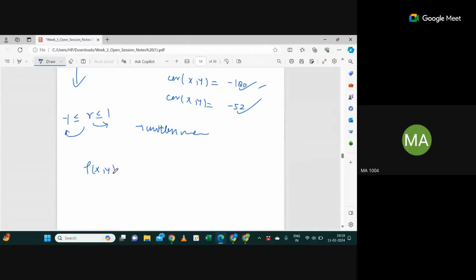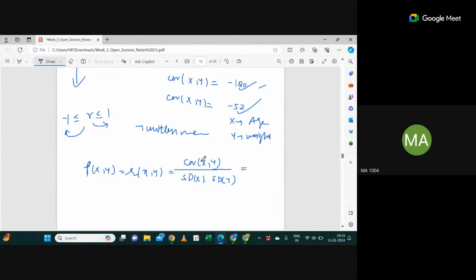So this is rho of x comma y. Some people denote it r x y. No problem, but we have to keep this formula in mind. It is defined as covariance between x comma y divided by standard deviation of x into standard deviation of y. Suppose x is age and y is weight.